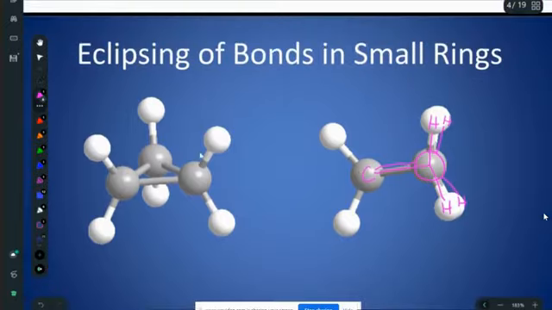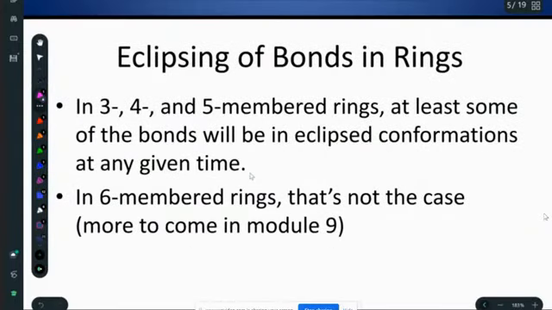If you look at four-membered rings, they can curve a little bit. They can pucker up a little bit to relieve some of that eclipsing. So they don't end up perfectly eclipsed in a four-membered ring, but there's still going to be some eclipsing of bonds. In five-membered rings, there's a little bit of that effect. So again, it's very bad in three-membered rings, it's bad in four-membered rings, and in five-membered rings, it's minor.